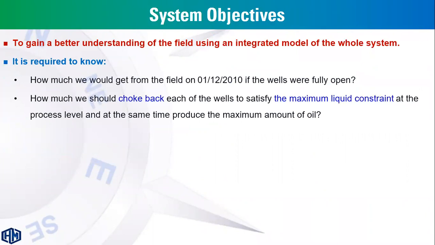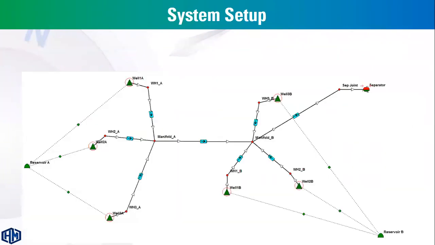So we have a case study right here. We have different objectives for this system analysis, which we will highlight in the next few slides. In this system, as you can see, we have reservoir A connected with three wells: 1A, 2A, and 3A. For every well, we have specific IPR and VLP models. This is manifold A connected to manifold B, and at manifold B the two reservoirs are merged together in a single pipeline to the separator.